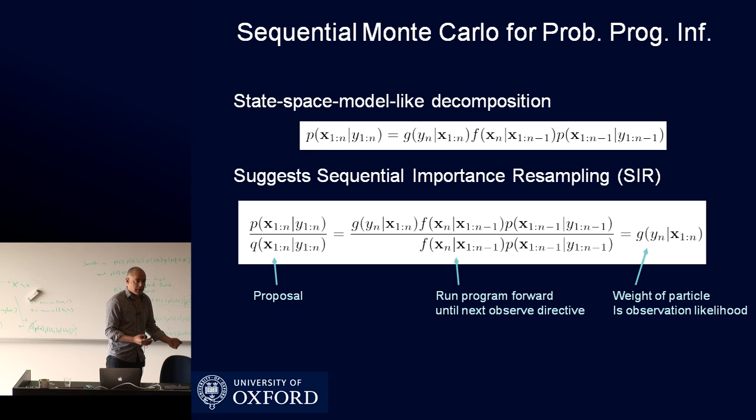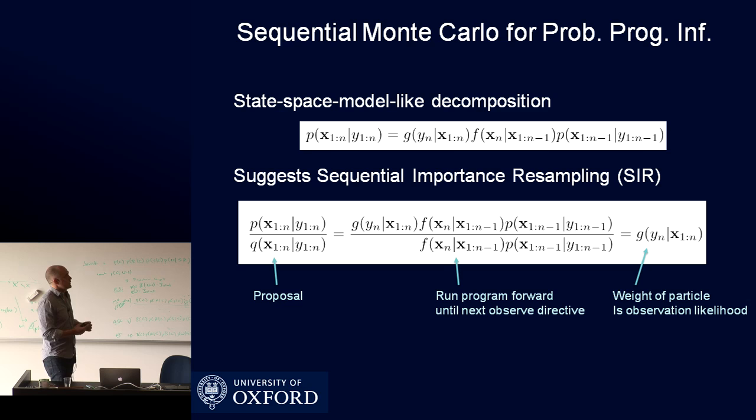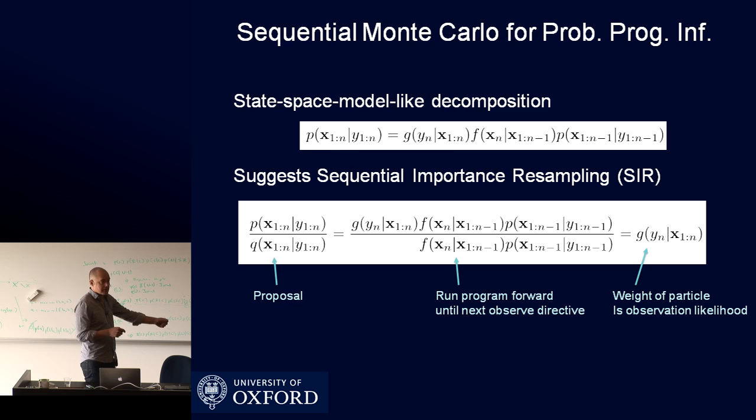Okay? And this really straightforwardly suggests sequential importance resampling or particle filtering as an inference mechanism for probabilistic programming. So in that particular case, remember, we have an importance ratio, which is going to be the distribution of interest and a proposal distribution. If we make the proposal distribution simply ignorant of the observation, and it just runs the program forward until the next observed directive, starting from whatever interpreter memory state you had before, then the importance weight in a sequential importance resampling algorithm is simply the observation likelihood. Okay.